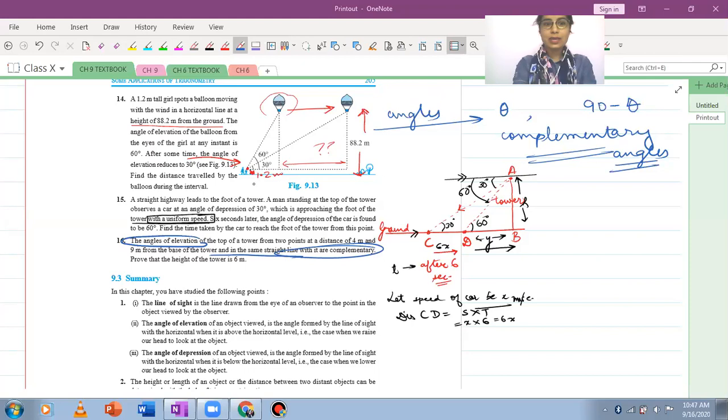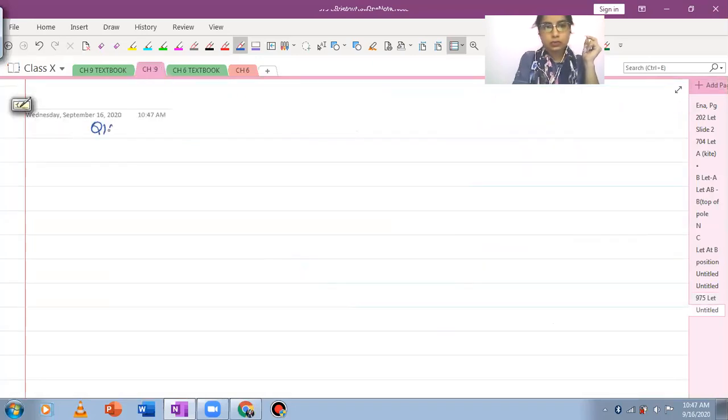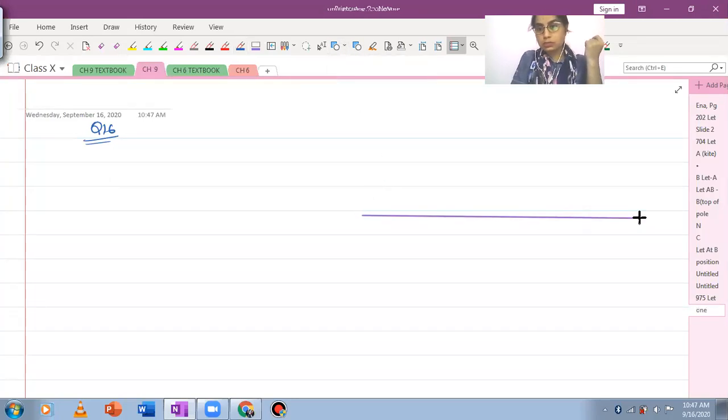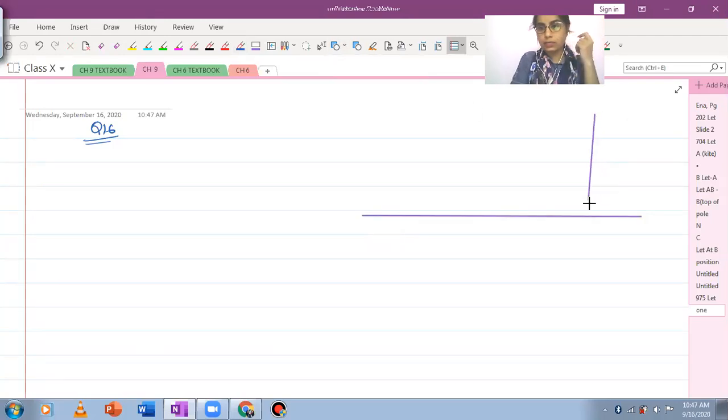देख लेते हैं चलो. You have to prove the height of the tower is 6 meters. This question could also be find the height of the tower. यहाँ पे आपको आंसर पहले से बता दिया है. So let's just draw the figure for this question and then solve it. So this is question number 16. You can write down that this is not in syllabus, but I'll just discuss this with you. So let's just say this is the ground, and then we have the tower.